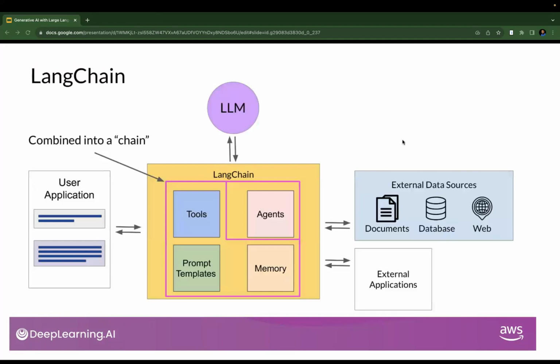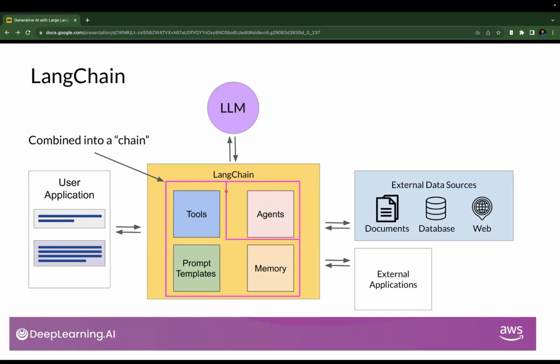And one such orchestrator tool is LangChain. LangChain gives you tools, prompt templates, memory, and agents. These prompt templates are to structure the input or the output. Memory is to store the interactions with the LLM, and these tools are to carry out different tasks like talking to external data sets, making API calls. And then agents are the ones which interpret the input from the user, and then determine which tool or tools to use for the task.